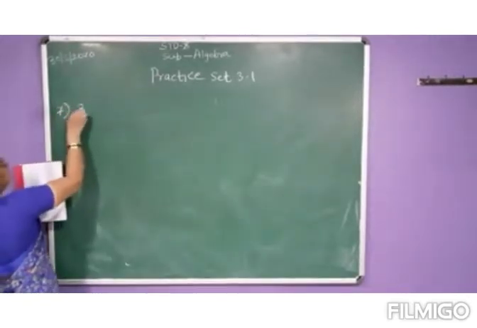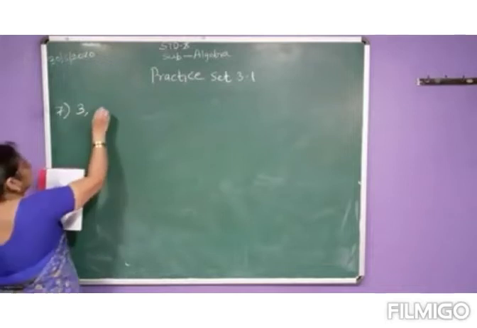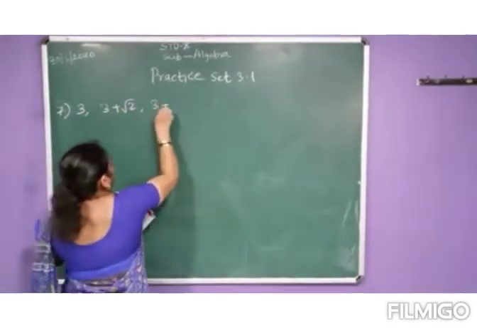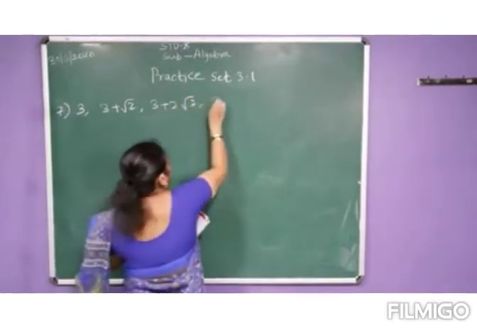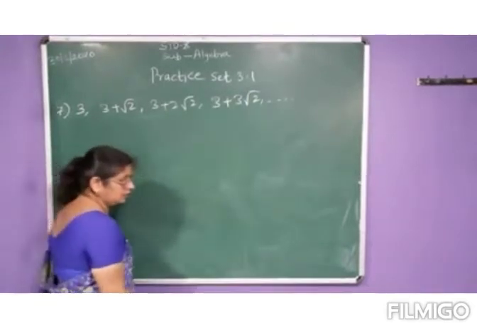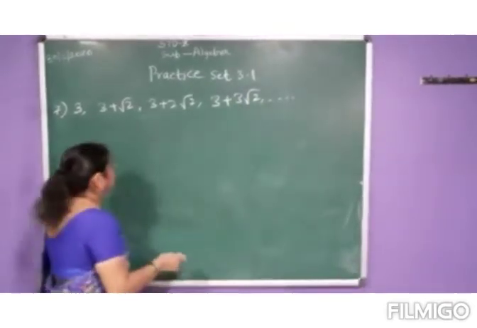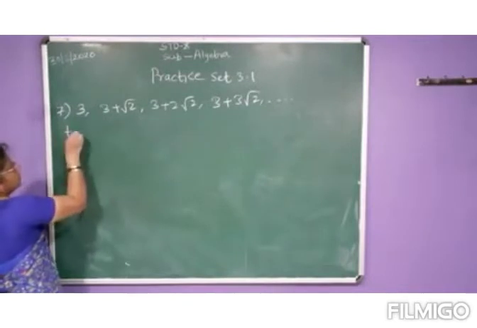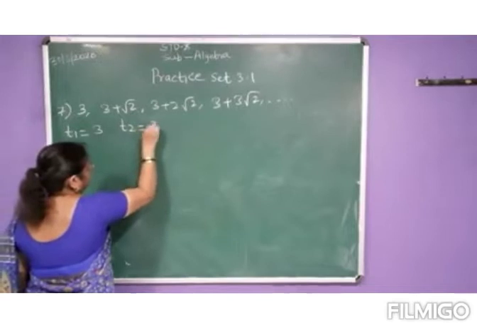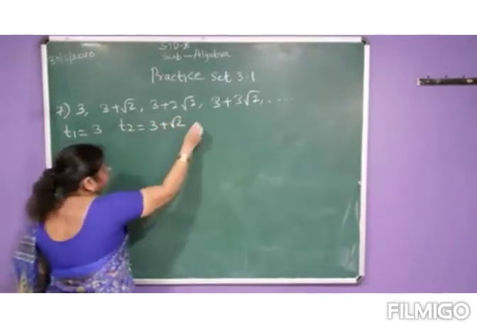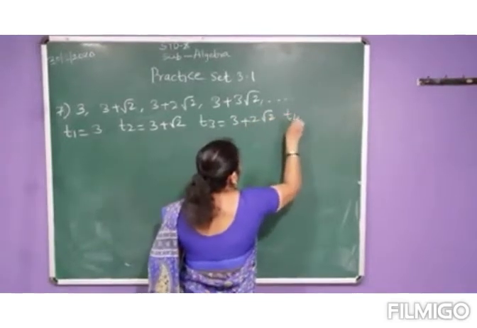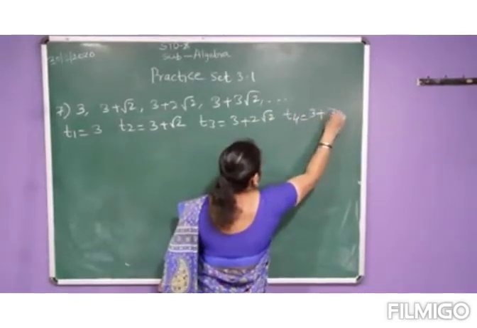Now see here, the seventh one: 3, 3 plus root 2, 3 plus 2 root 2, 3 plus 3 root 2. So this is the sequence given and we have to check whether it is an AP or not. It's very simple. T1 is equal to 3. T2 is equal to 3 plus root 2. T3 is equal to 3 plus 2 root 2. T4 is equal to 3 plus 3 root 2.